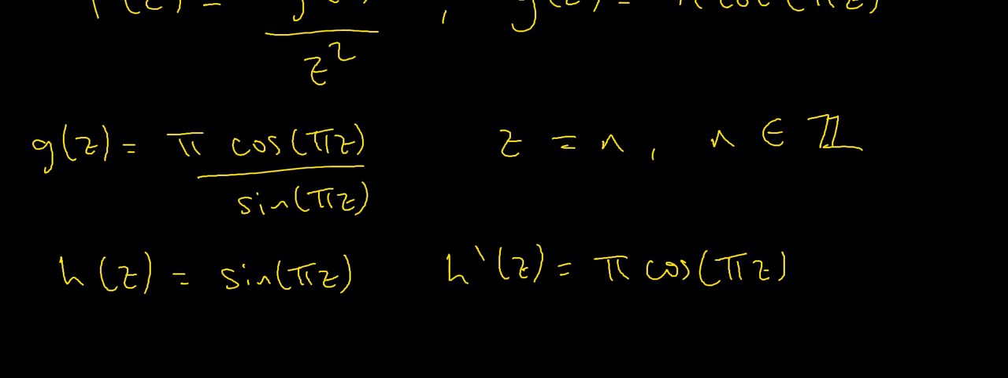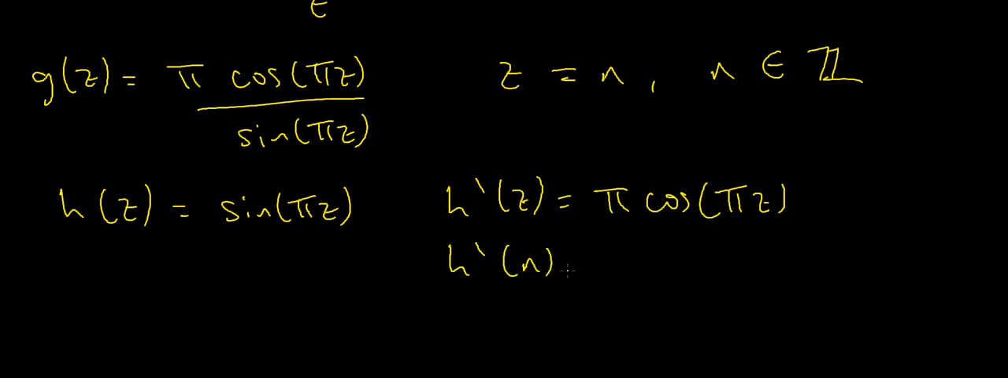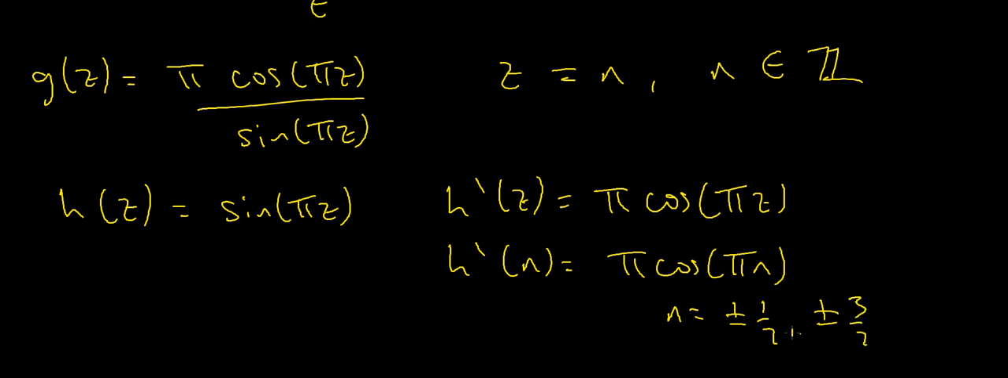And when I plug in z equals n, I get h prime of n, which is equal to pi cosine pi n. Now I just have to ask myself, is this function equal to 0 at this value of n? The answer is no, because if n is an integer, I'm going to get cosine of 0, or cosine of pi, cosine 2 pi, cosine 3 pi, and cosine is not equal to 0 at those points. For cosine to vanish, I'd need n equals plus or minus a half, or plus or minus 3 over 2, and so on. And n is an integer, so that definitely can't happen. So that's impossible.